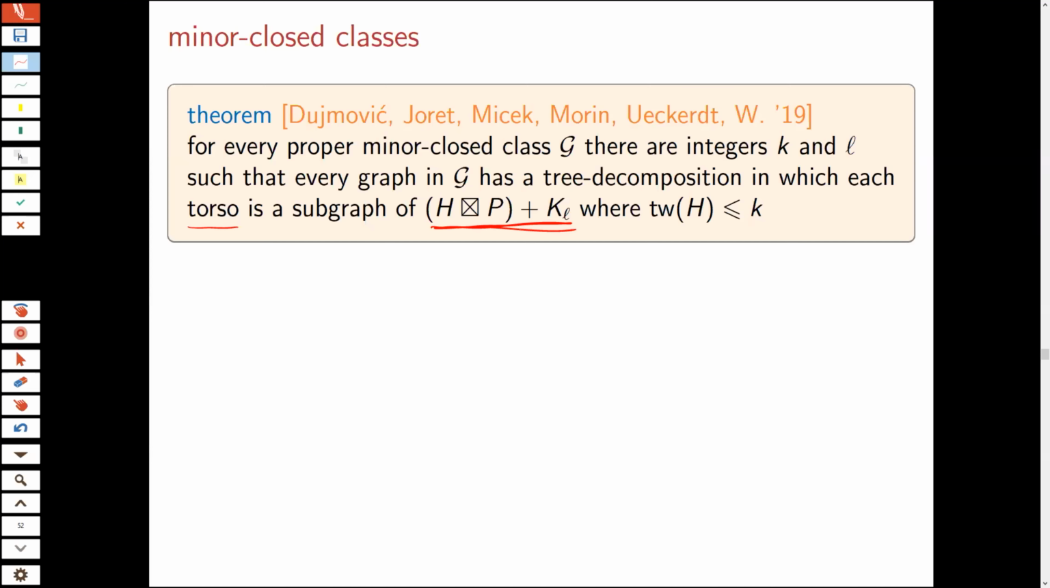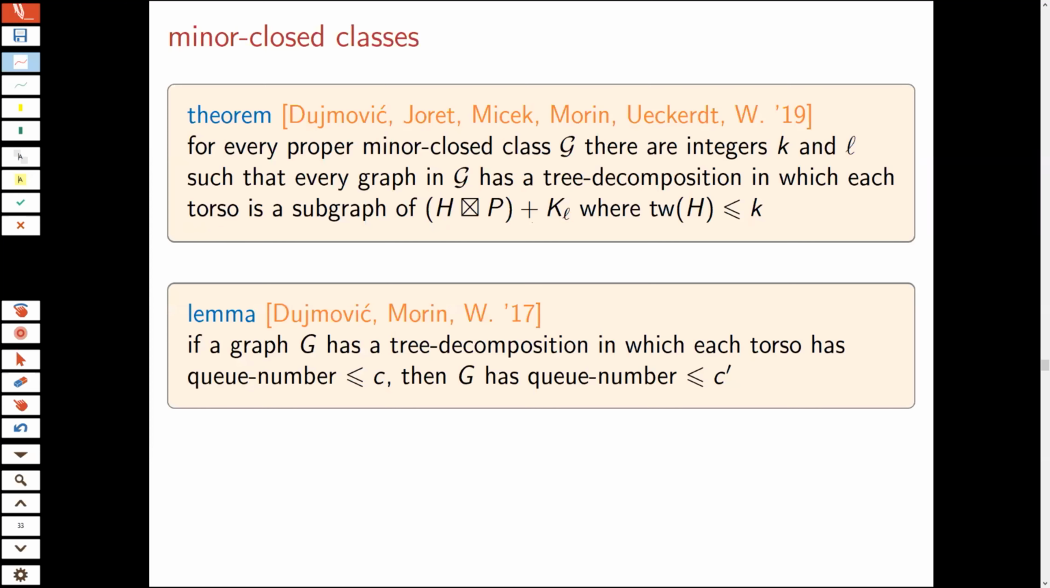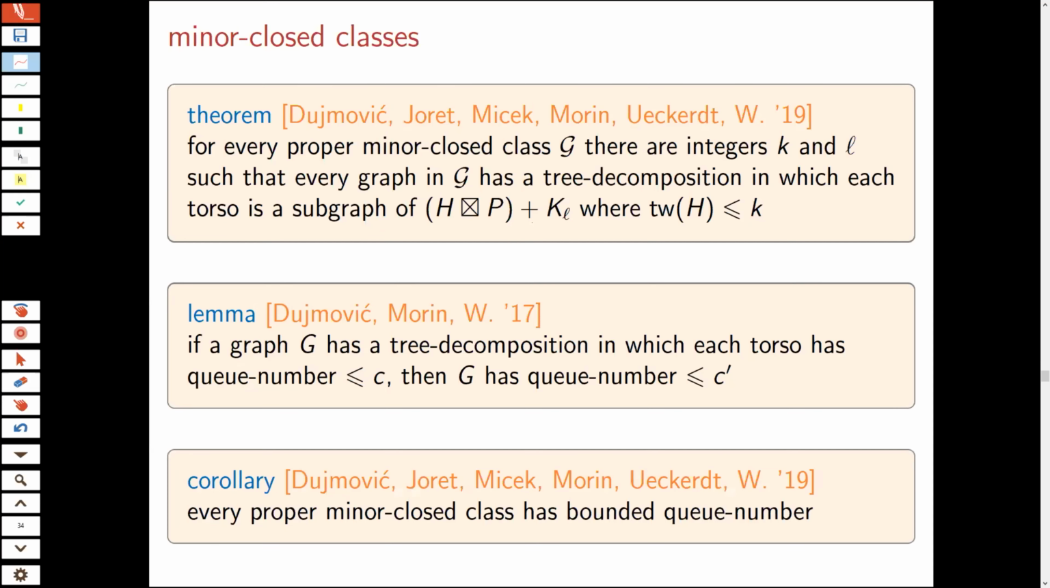It has this nice product structure. And then there's an old lemma of Vida Paterni that says if a graph G has a tree decomposition and each torso has bounded Q number, then the original graph has bounded Q number. This actually generalizes the result that graphs of bounded tree width have bounded Q number. And now I just plug these two results together, and you get that every proper minor closed class has bounded Q number. So it was open whether planar graphs have bounded Q number, and now in fact any proper minor closed class has bounded Q number.